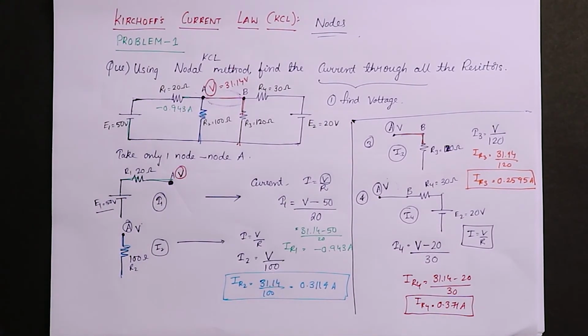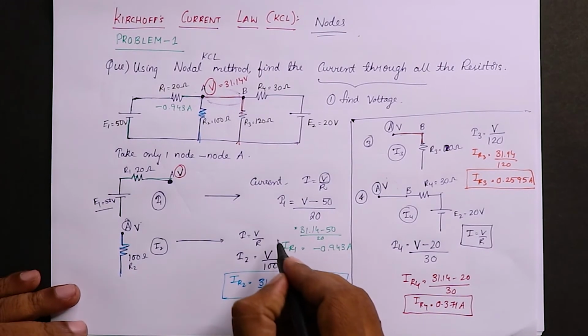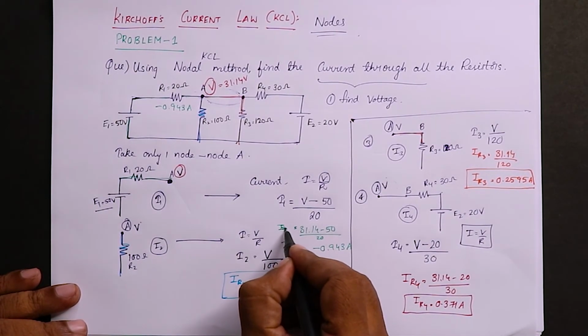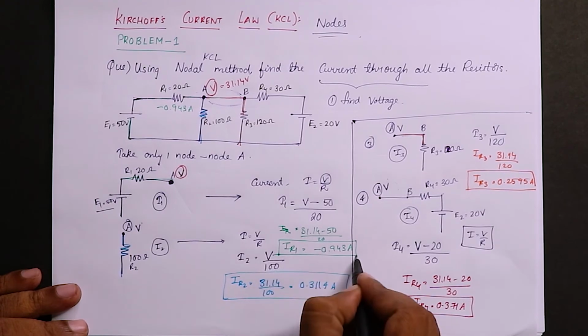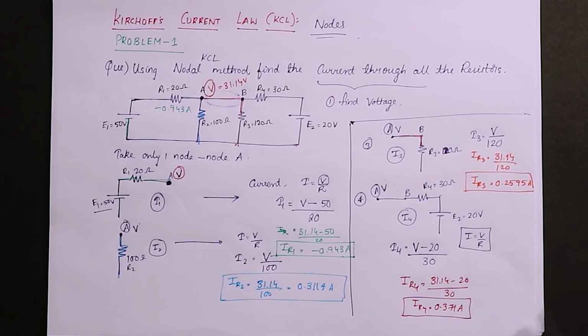So now we have the currents in all the resistors: IR1, IR2, IR3, IR4. This is how you need to solve the problem and find the currents in all the resistors. Sometimes he may ask to find the voltage existing here, or he may ask to find the currents in all the resistors. So this is how, if you do it with all the separate diagrams, you will get the correct answer.